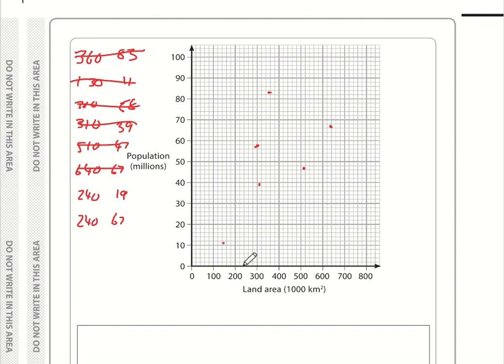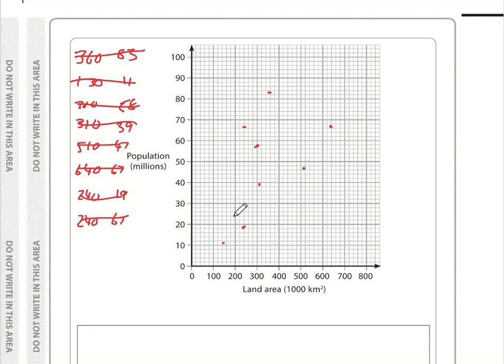240, 19, so that's two lines across from 200 and half down from 20, so that is right there. And the final one, 240, so it's going to be exactly the same line, but we want to go up to 67, so 60, 2, 4, 6, 7. There we go. So we've plotted them all.